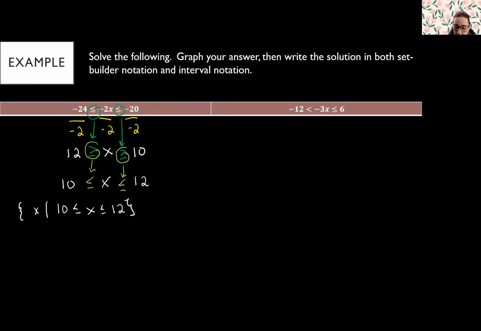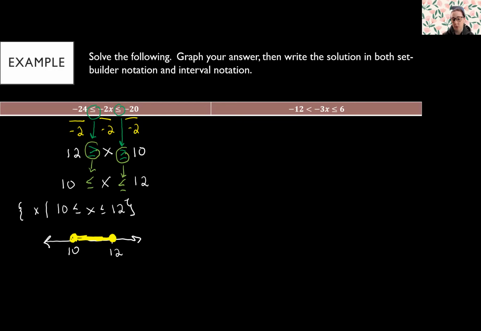And then we're going to graph it, because I always do that when I'm going to do interval notation. So on my graph, I put my two numbers that I have, 10 and 12. And our value for x is between them. And then I've got less than or equal to symbols for both. So those are going to be closed circles. So I'm going to make those closed circles right here.